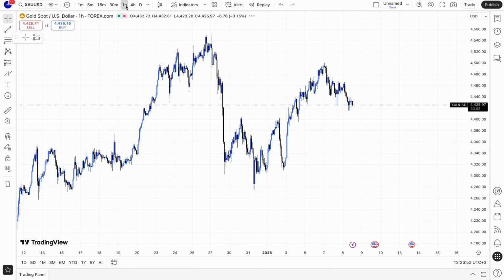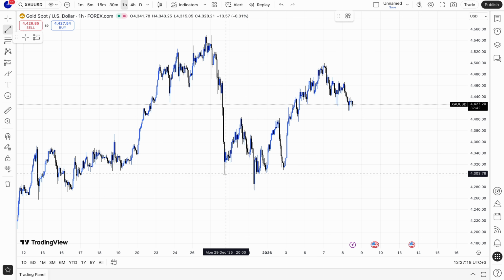Again with our setup and plan, and this is gold. You can see that the external structure is moving down, then external structure is moving up and internal structure is moving down. So you have to use the external structure and the internal structure to get a better risk to reward and a better entry, to target those swing highs and swing lows on external structure and internal structure.